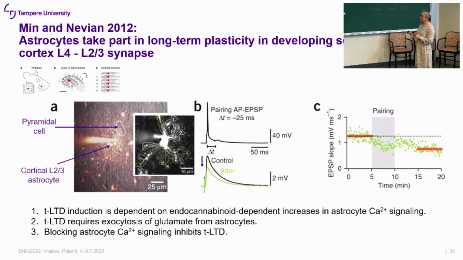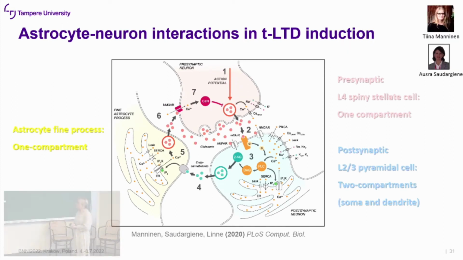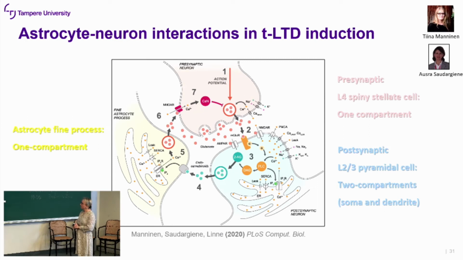They also showed very extensively that this phenomenon requires exocytosis of glutamate from astrocytes. And then blocking astrocytes prevented t-LTD, STDP in this specific synapse. So these were the guidelines for our model building, and we used many other literature sources in addition. So we ended up building this very complex model for astrocyte-neuron interactions in t-LTD induction in this specific synapse.